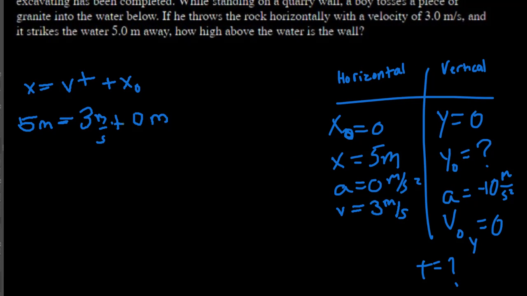Times t plus 0. So ultimately what we end up getting is that t must be 5 over 3 seconds, which is 1.7 seconds. So I'm going to go ahead and plug that down here. This must be 1.7 seconds.